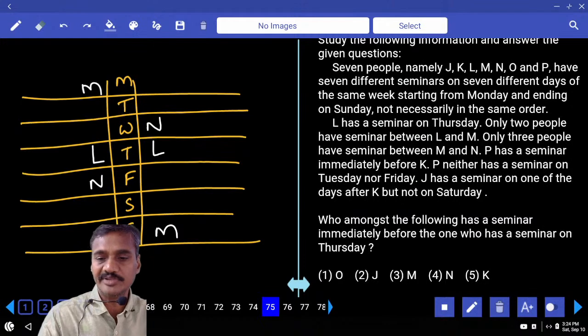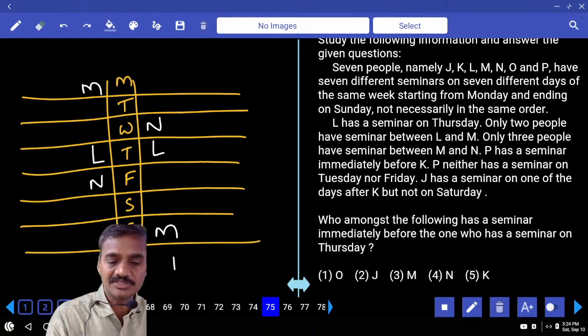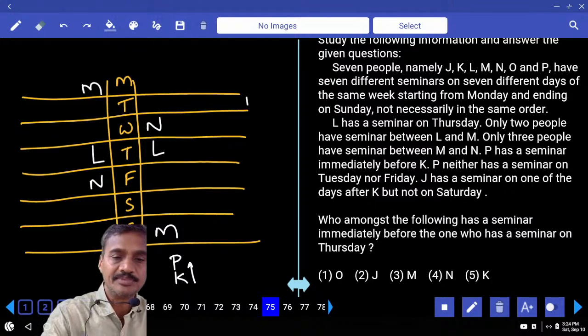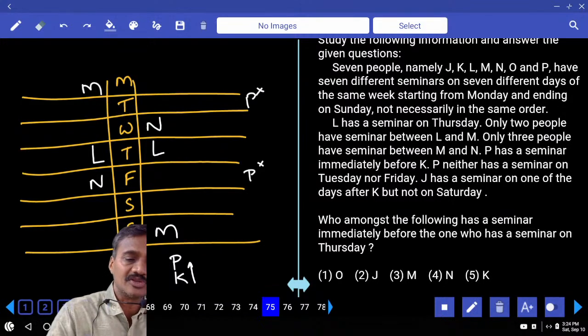P has a seminar immediately before K. Now P has a seminar immediately before K, P and K. And P neither has a seminar on Tuesday nor Friday. P cannot be on Tuesday, P cannot be on Friday. As P cannot be on Tuesday and Friday, P cannot be here. And Friday also not, so P is here, K is here.